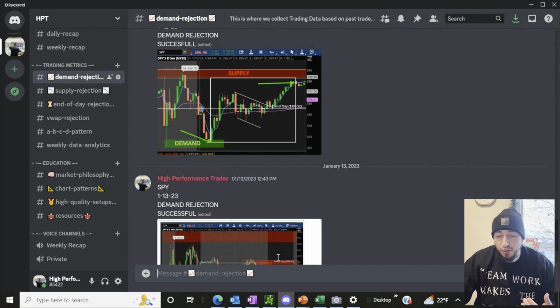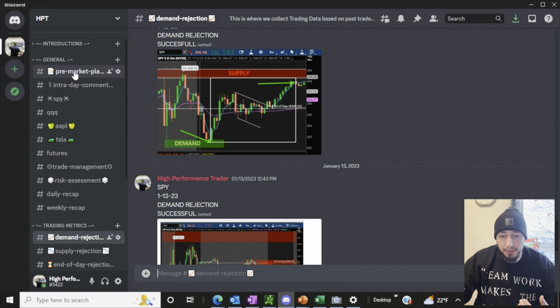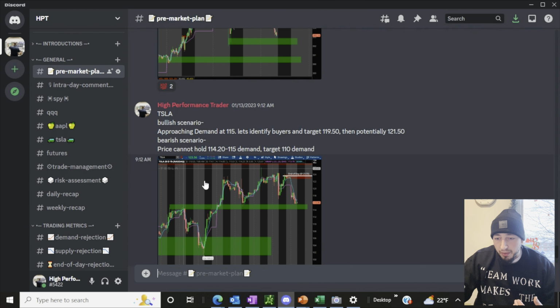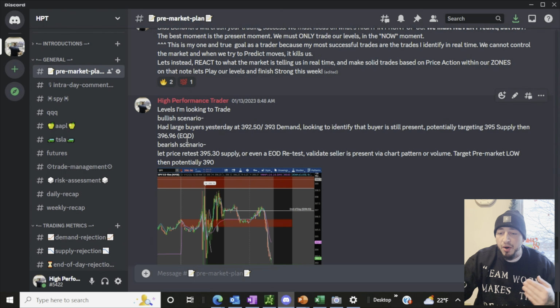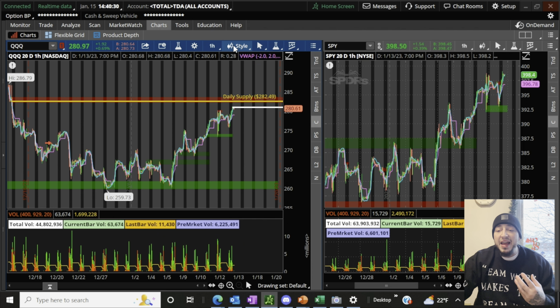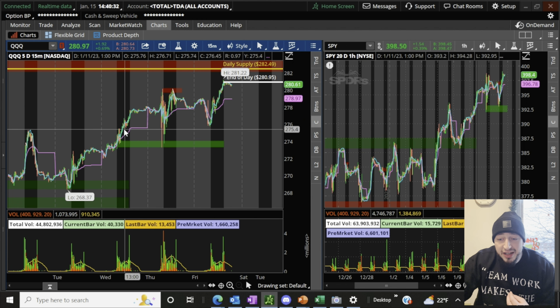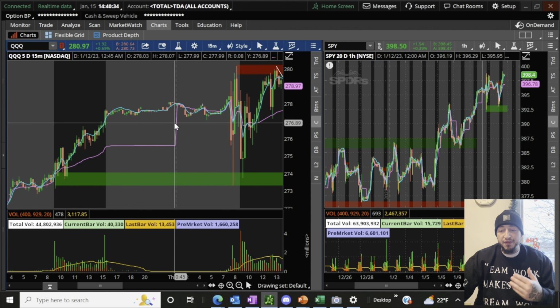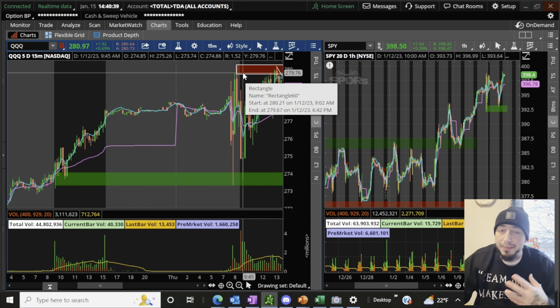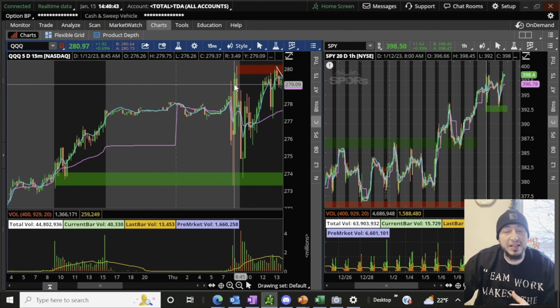That's why the Discord is so powerful, because if you come up here in the pre-market plan, I say right here which levels I'm potentially looking at every single day, right? Levels I'm looking to trade, bullish scenario, bearish scenario, right? You need to identify both so that if price comes into these areas, right? Hey, if price comes into 274, I'm looking to go long. If price comes into 280, I'm looking to go short. That's it. Simplicity makes you rich, right?